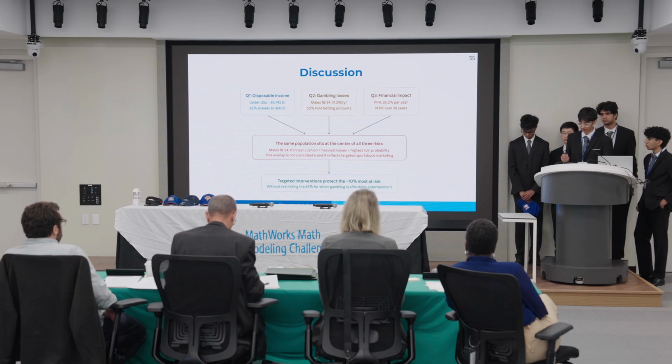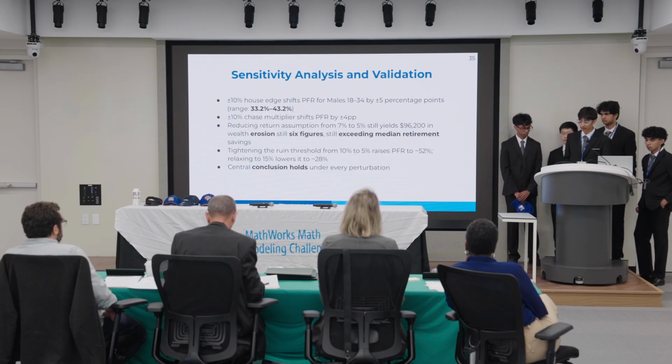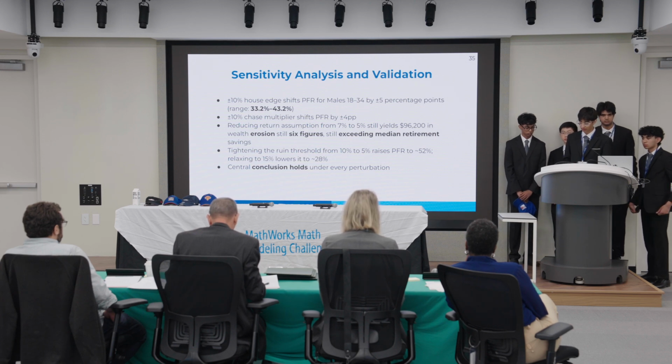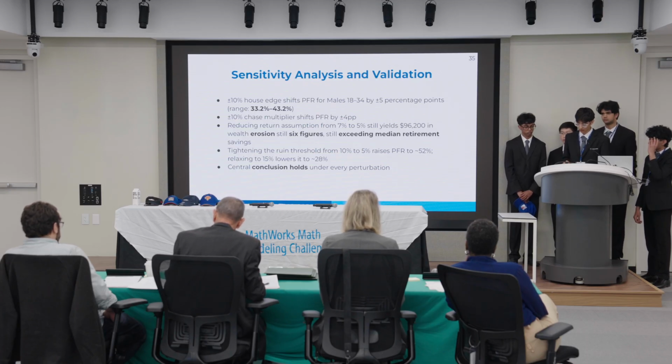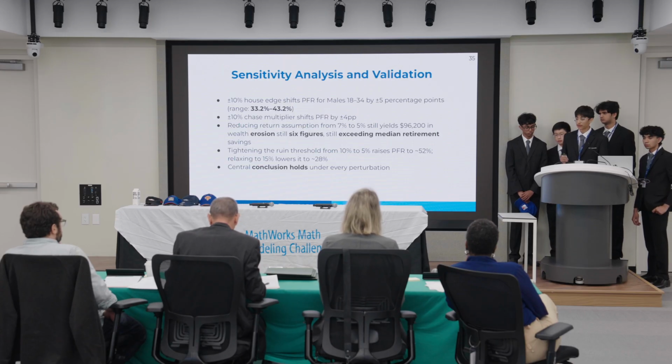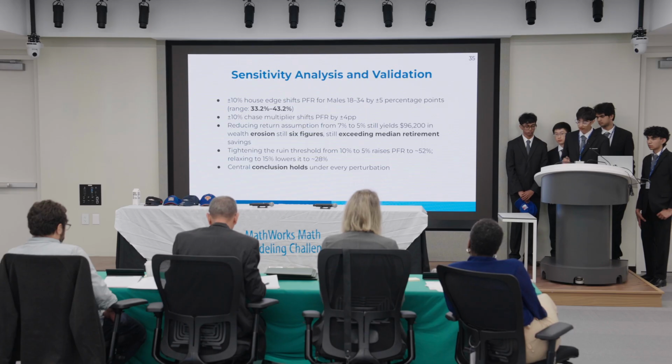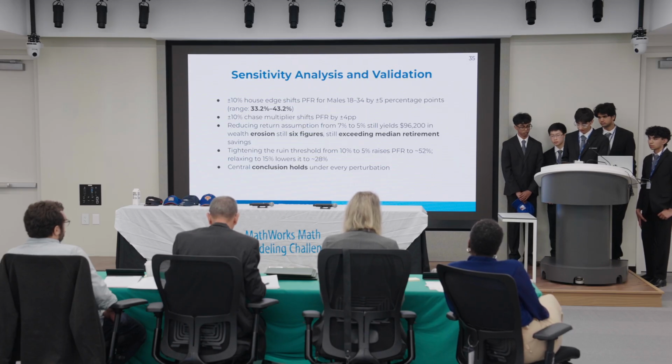Our framework shows that targeted interventions could protect this most vulnerable 10% without burdening the 65% for whom gambling remains affordable entertainment. A plus or minus 10% change in house edge shifts the PFR for males 18 to 34 by about 5 percentage points, and reducing the investment return assumption from 7% to 5% lowers 30-year wealth erosion from $131,600 to $96,200. And if we tighten the ruin threshold from 10% to 5%, PFR rises to roughly 52%. If we relax it to 15%, PFR drops to about 28%. Under every tested perturbation, it's clear a substantial minority of bettors face dangerous annual financial risk.